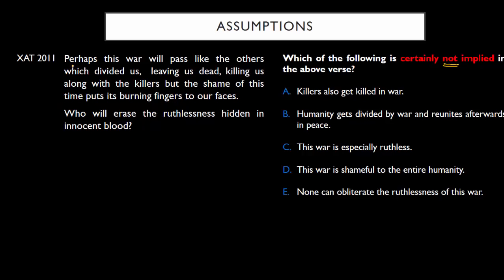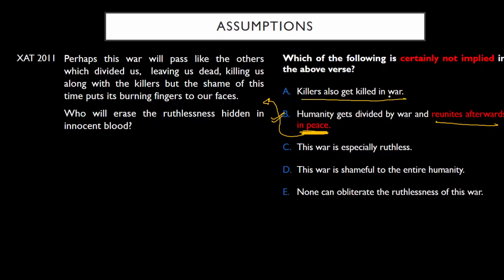It says, perhaps this war will pass like others which divided us, leaving us dead, killing us along with the killers. But the shame of this time puts his burning fingers to our faces. Who will erase the ruthlessness hidden in innocent blood? Once you read this and read these options A, B, C, D, E, and we already understood assumptions as things that are necessary for this argument, you can straight away see that "reunites afterwards in peace", nothing about peace is actually hinted or mentioned anywhere in this particular passage. So that certainly is not implied. Answer choice had to be B. The rest of the things are implied.